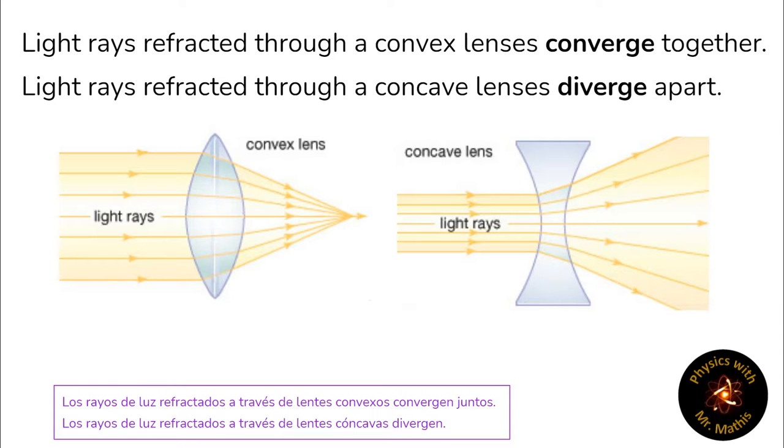When light shines through concave and convex lenses, they act differently. The convex lens refracts the light so that the light rays converge together. That means they come together at one point. A concave lens refracts the light so the rays diverge. That means they spread apart.